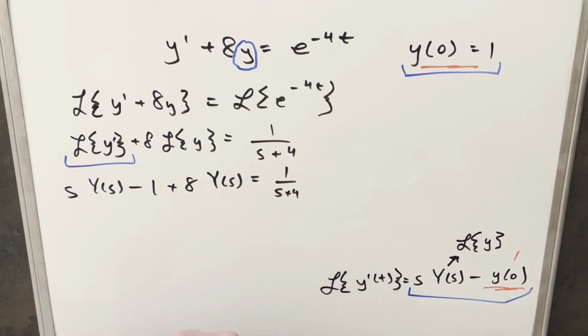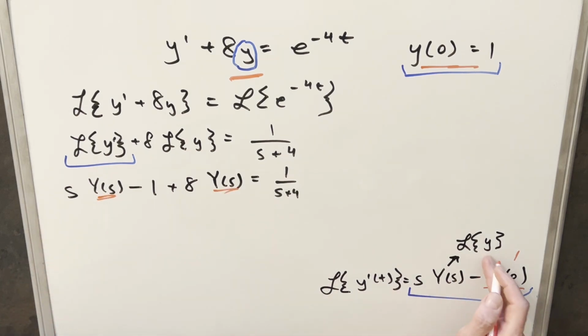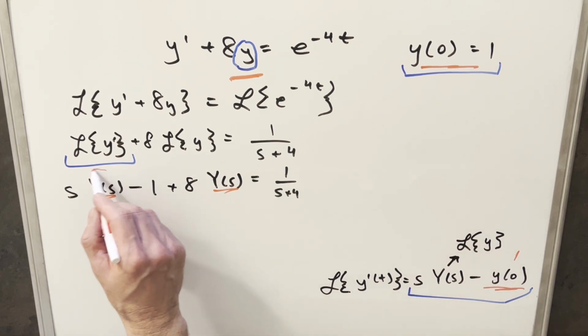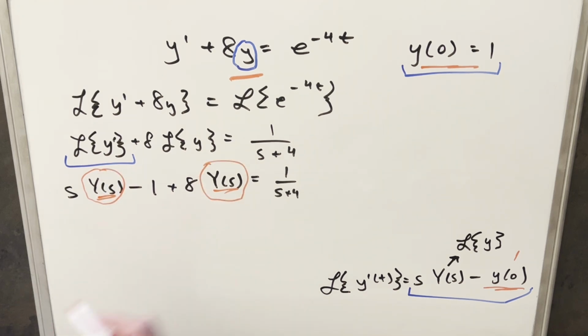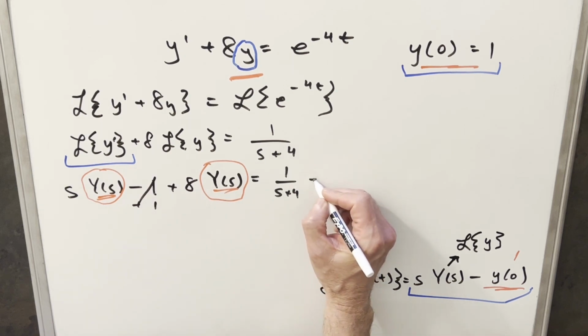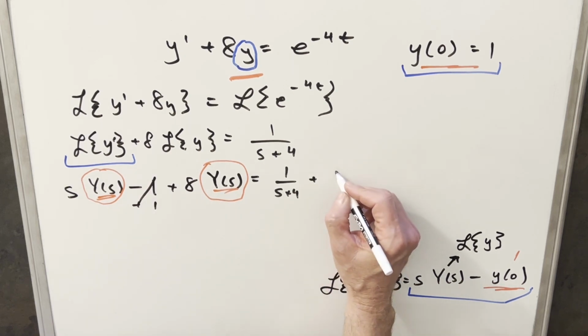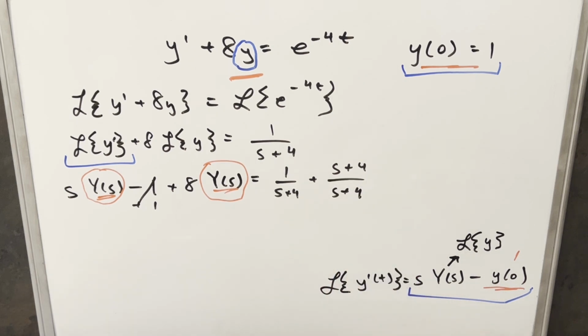Now, like I mentioned initially, our goal here is to isolate y. Well, we don't really have y here, but we have this big Y of s, and that's going to get us pretty close, because then we can just use the inverse Laplace transform. So what I want to do is solve for this. That's going to be our short-term goal, just to isolate this thing. So first, let's get rid of this 1. I'll add 1 on both sides. But over here, when I add 1, I want to get a common denominator, so I'll write this 1 as s plus 4 over s plus 4.